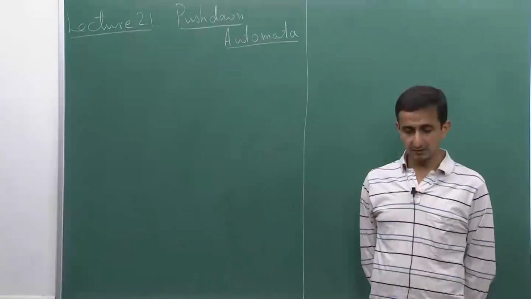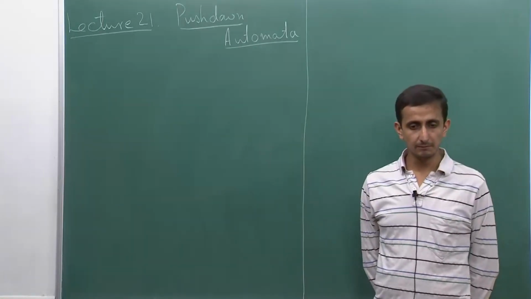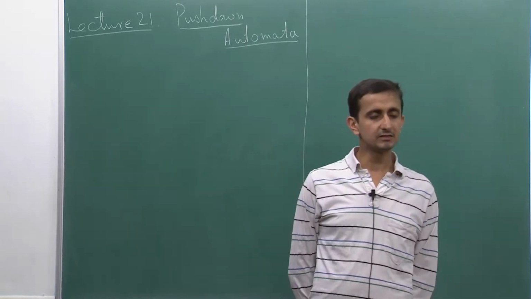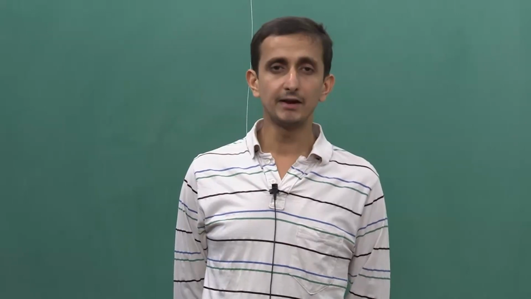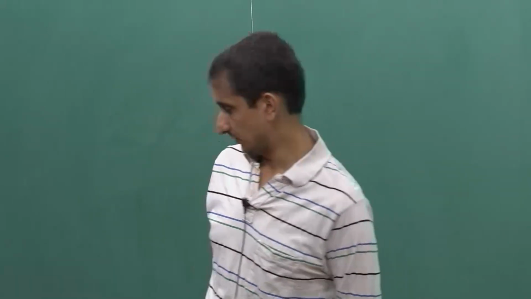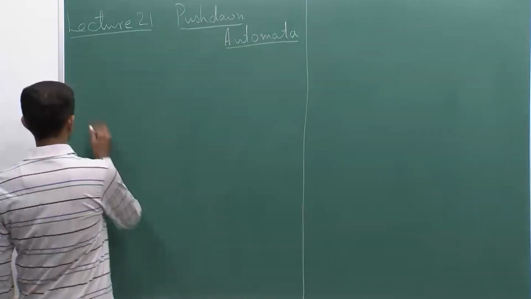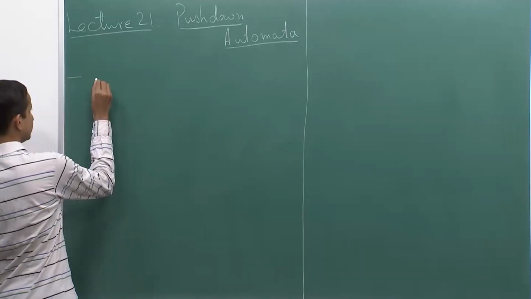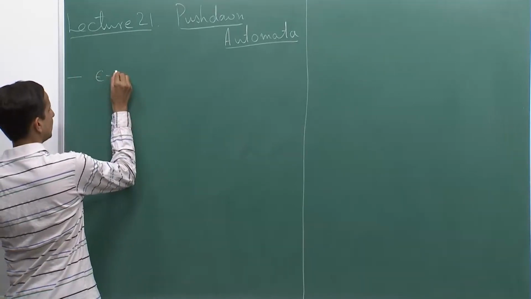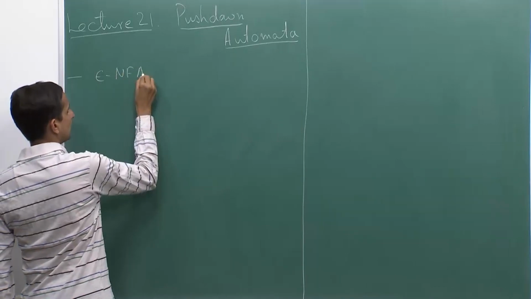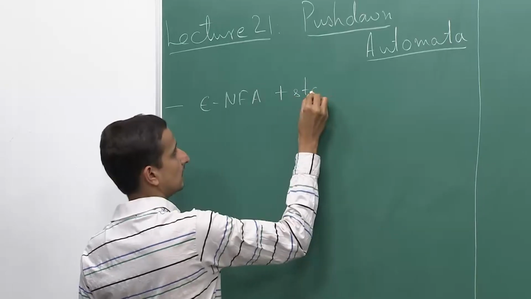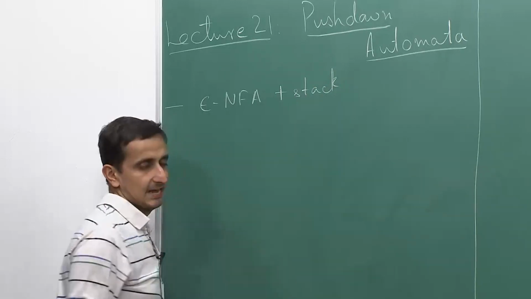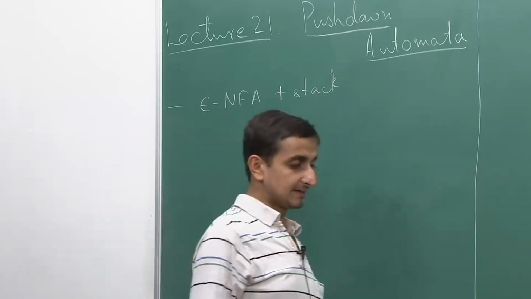So what is a push-down automaton? Basically, a push-down automaton is an epsilon NFA appended with a stack. To put it in the simplest words, it is an epsilon NFA plus a stack. Okay. So what exactly does it mean?